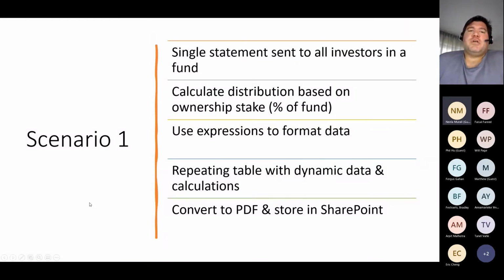Sorry. Okay, so the first demo scenario we're going to go through is the partnership demo. This is where we're going to create a single statement for each investor in the fund, and we're going to calculate their distribution based on their ownership stake and populate a table that we send out to everyone. So we're going to use expressions to perform some calculations and format the data. And then we're going to represent that via a repeating table with dynamic data and calculations. And then we will convert this to PDF and store that in SharePoint. So, okay, let me just flick over to my other screen.